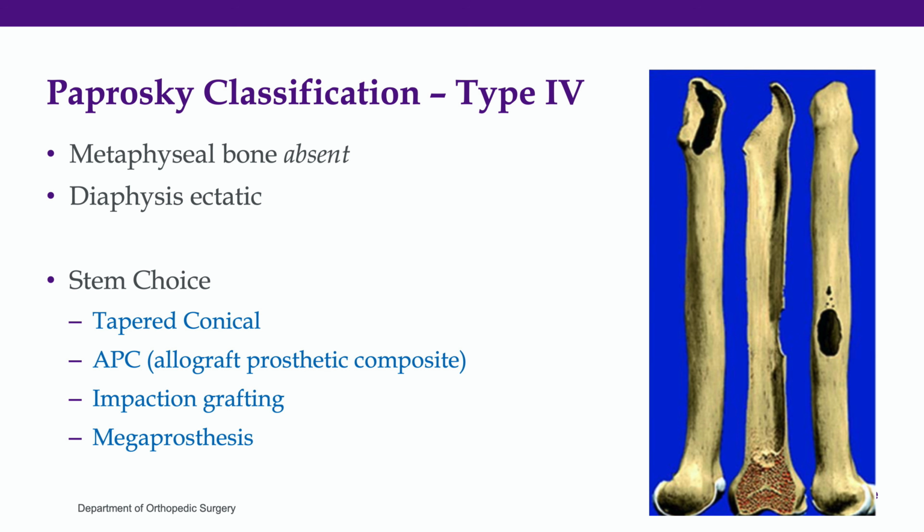Finally, your Paprosky 4s, these ones have absent metaphyseal bone, but they also have severe diaphyseal ectasia. And these are hard ones because there's really no isthmus to get stability. Sometimes you can machine a little bit of an isthmus and get away with a tapered conical stem. However, there's a high rate of subsidence in this particular pattern of bone loss, and these patients will sometimes get either an APC, an allograft prosthetic composite, or impaction grafting, or a megaprosthesis such as a proximal femoral replacement cemented distally.